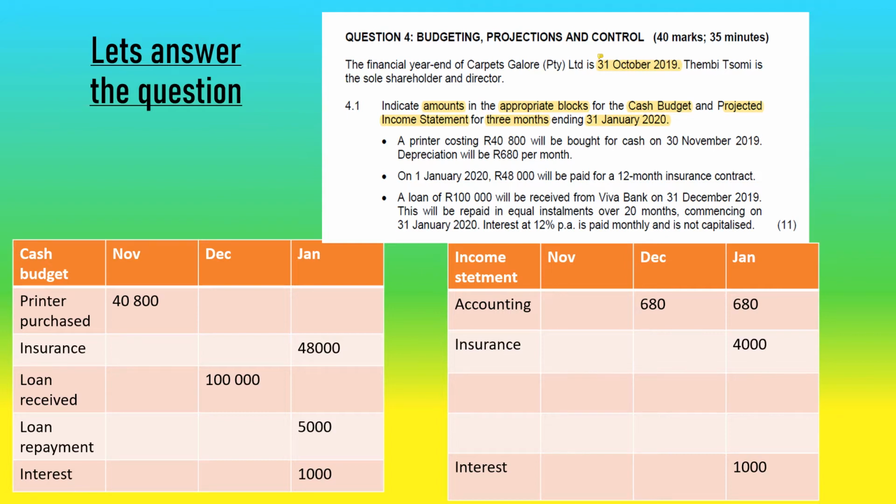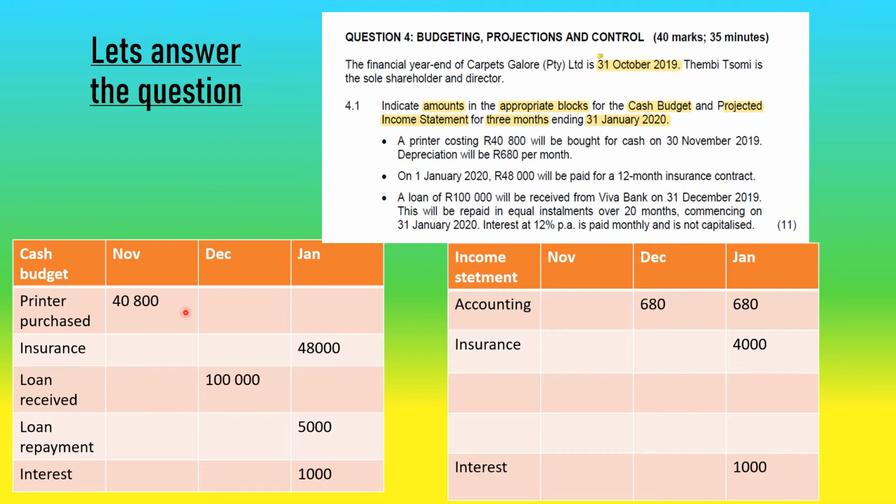The first entry is a printer costing 40,800 will be bought for cash on 30th November 2019. Depreciation will be 680 per month. So you've got a printer that you actually pay 40,800 for in November. You've actually paid that money. Therefore, that amount will be part of your cash budget. You need that money to be able to purchase that printer.